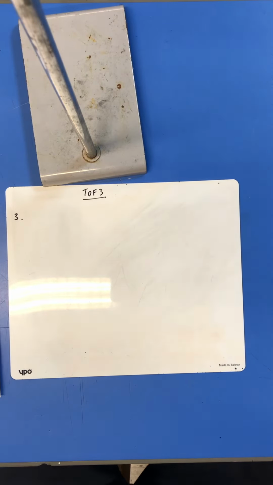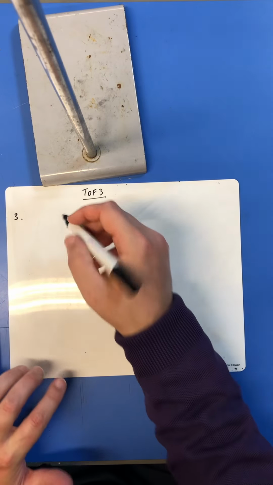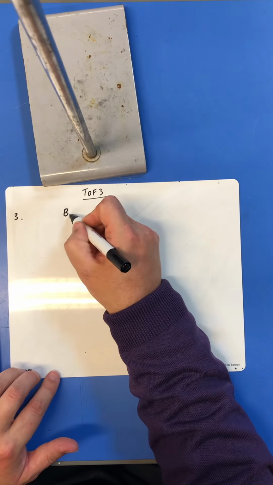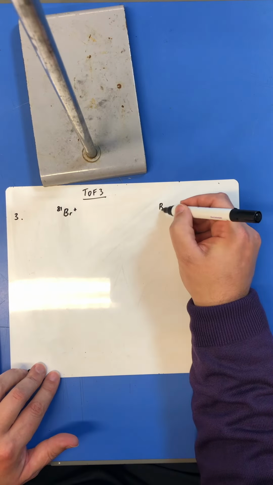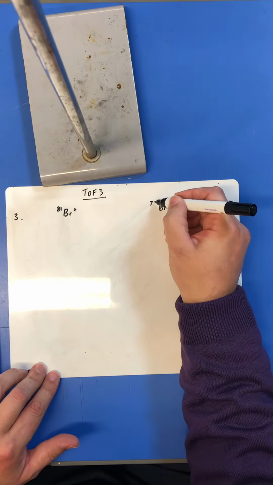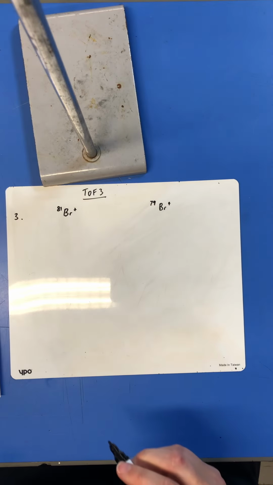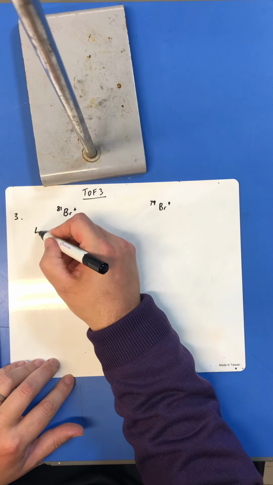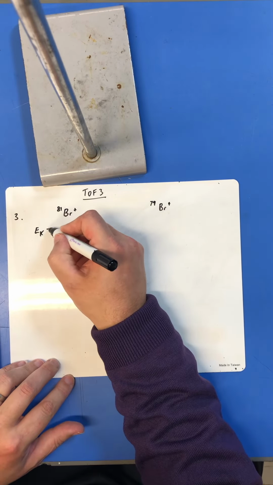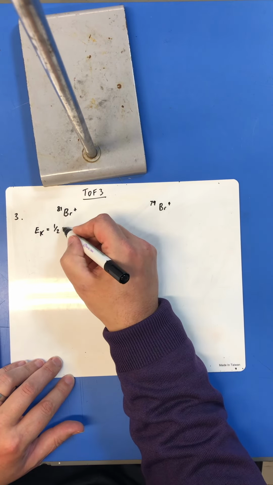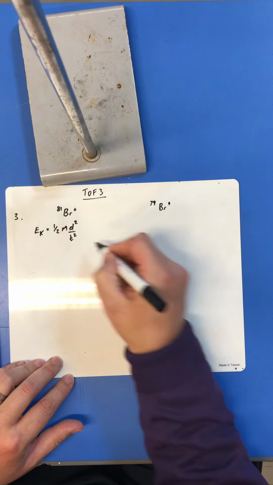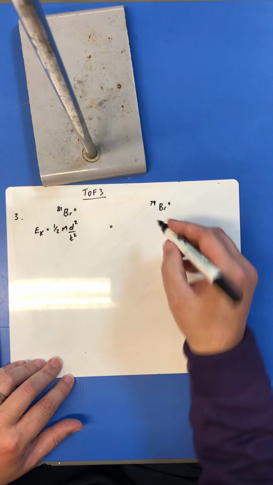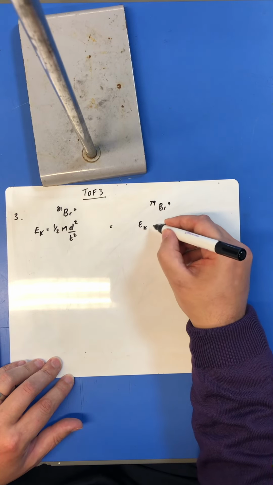Question 3 is asking you to compare two different ions. The ions are Br plus 81, Br plus 79. Now, the kinetic energy of both of these ions must be the same, and the kinetic energy is equal to half md squared over t squared in both cases. They both have to be equal to each other.